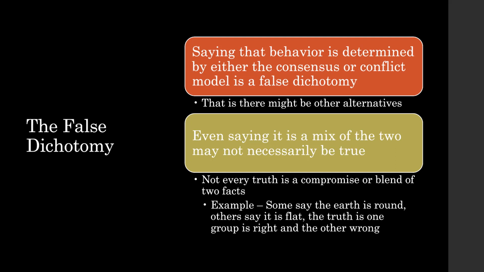And the example I use here is, some people will tell you the earth is round. Objectively, that is a true statement. Some people, and there are these flat earth society types, will say, nope, the world is flat. Well, guess what? In objective reality, as we measure it, the earth is round. It's not a blend of the two. One is absolutely right, one is absolutely wrong.